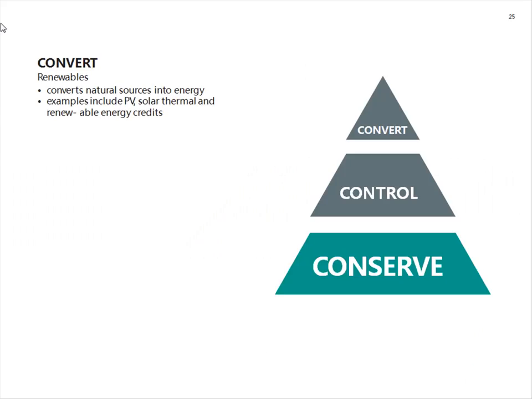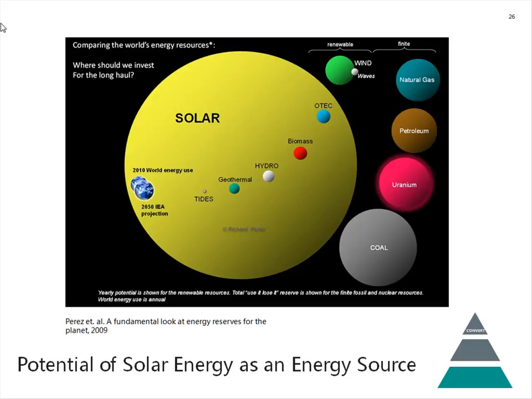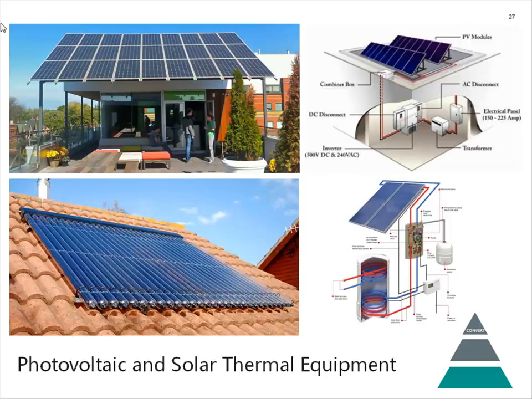The last tier, convert, basically relies on renewables. This can be PV or solar thermal. It can also be energy credits. In a certain sense, this is the most exciting category because we have a lot of solar energy. If you simply compare the anticipated reserves of all finite fuel sources and even the potential of all renewable sources to the amount of solar energy that is available, solar energy is by far the largest category. I'm not going to go into this in any detail because we'll hear a lot more about it this afternoon, but basically the two technologies are solar thermal, making hot water, or PV, photovoltaic, making direct current.